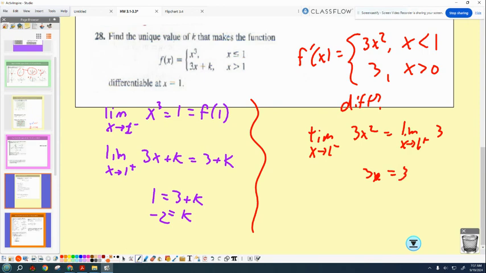I can see the AP exam saying, find, if possible, a value of K that makes this differentiable. And it might not be possible. They might make it so that it is continuous, but that it makes a corner. So that this one you didn't need to do the derivative to smooth things together.